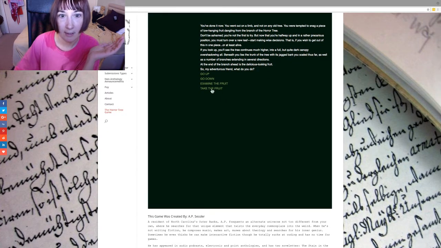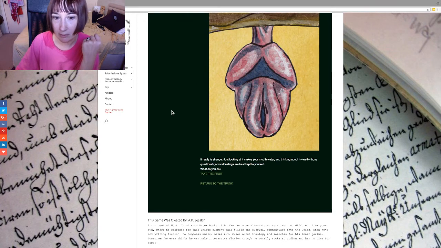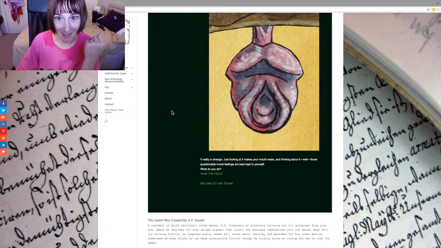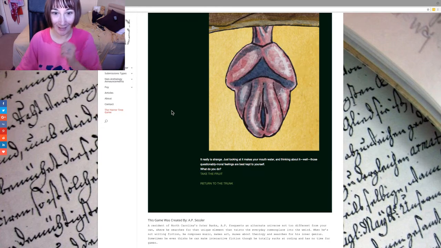What do you do? I'm going to examine that fruit. I'm going to examine that fruit so hard. Oh! It really is strange. That's like something that I would write.